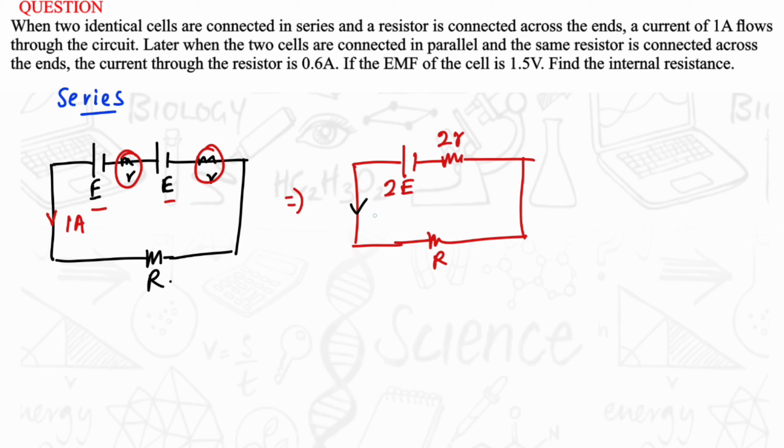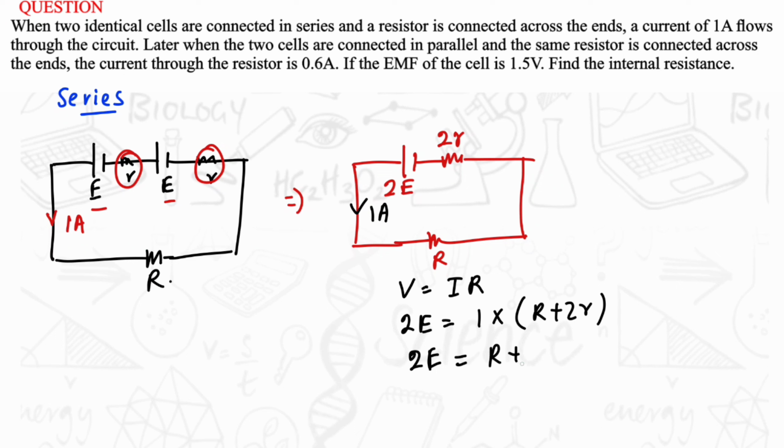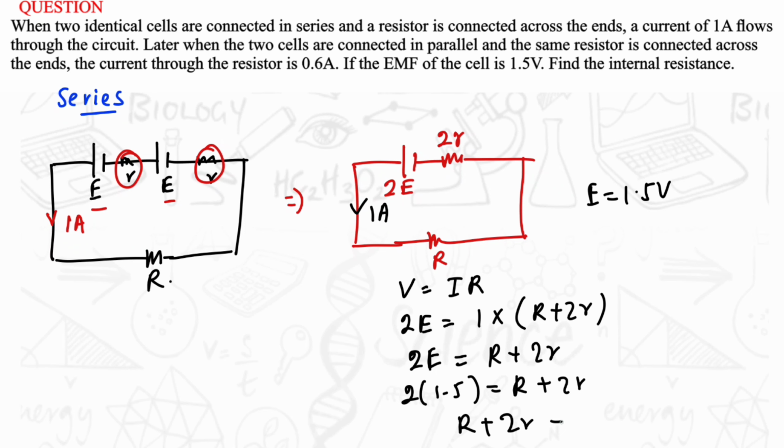So by applying V equals IR to the circuit, we can get 2E is equal to 1 ampere times R plus 2r. So 2E will be R plus 2r. It is the first equation. And also they have given that the EMF value is 1.5 V. So let's substitute it here. So we get the equation capital R plus 2 simple r will be equal to 3.